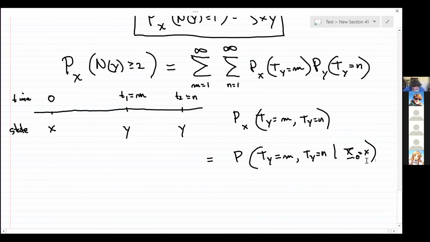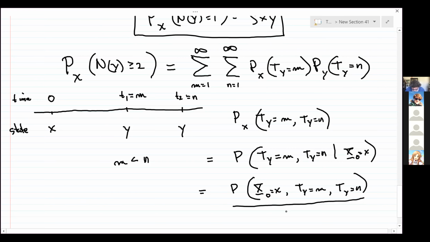So knowing that you started at x, what's the chance that you first hit y at m and then you did it again at n? So here I'm assuming that n is greater than m. But if I were to write this out, it would mean the probability of this and this and this, divided by what? Divided by the condition.